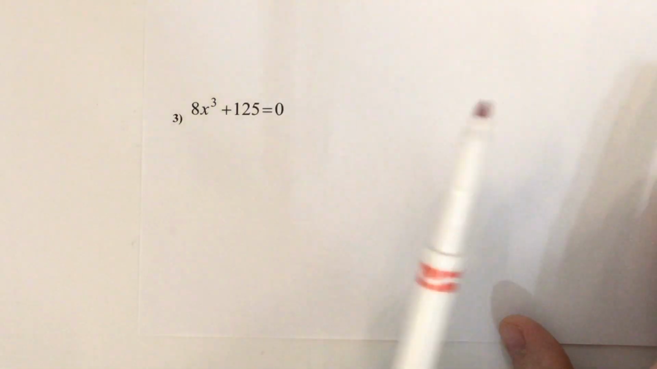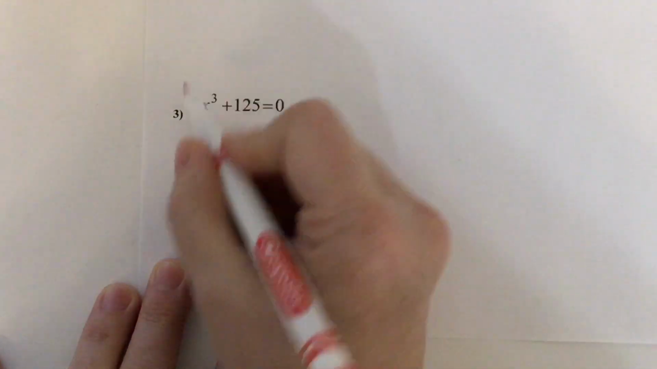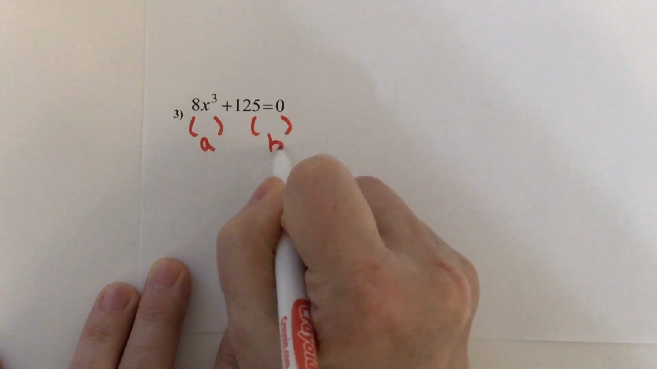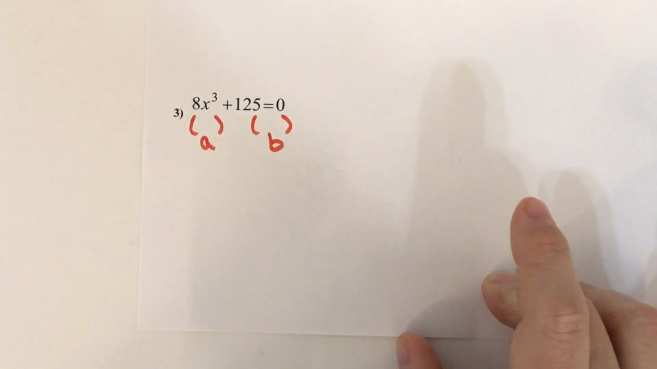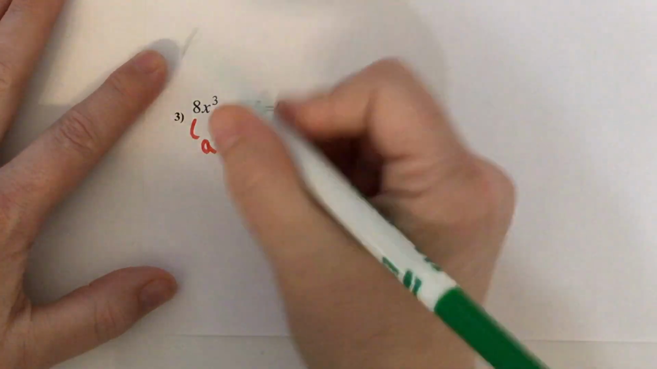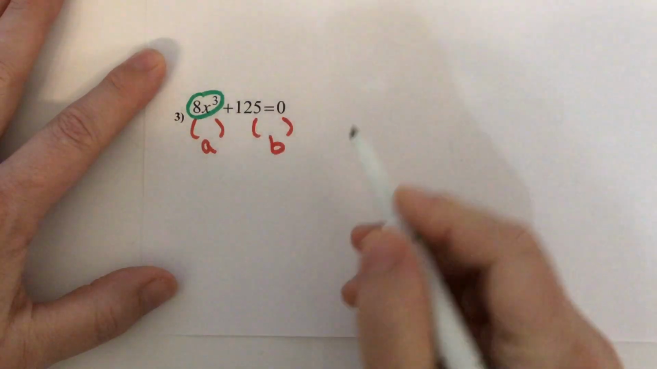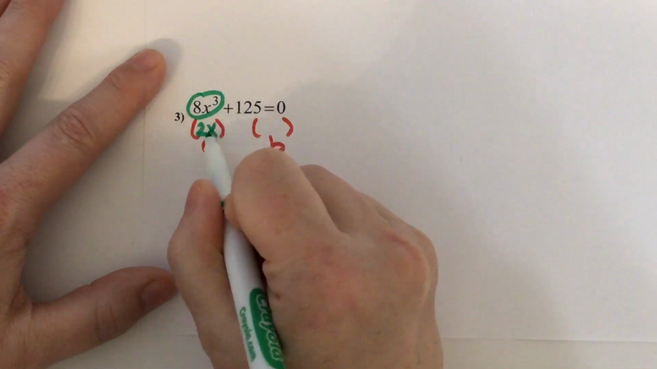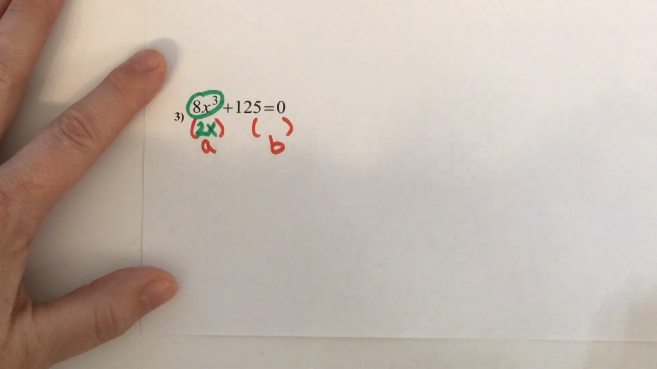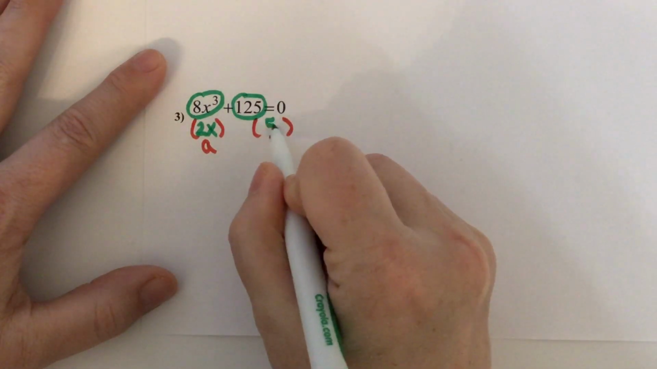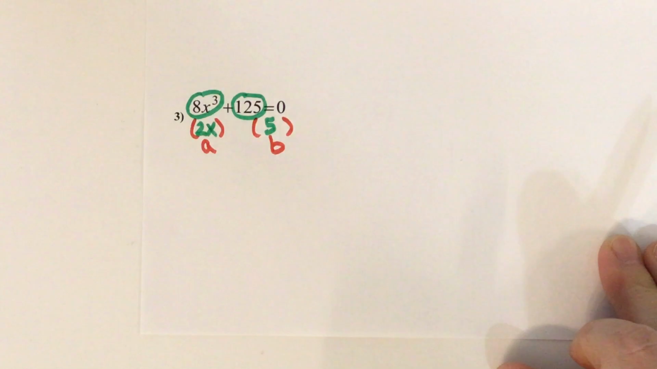If it is a sum or difference of cubes, the first thing we need to do is identify our A and identify our B. Now, do you know who A is? 2x. You're looking for the cubed root of 8x cubed, and 2 times 2 times 2 is 8, and x times x times x is x cubed. Now, how about B? 5. The cubed root of 125 is 5, because 5 times 5 times 5 is 125.